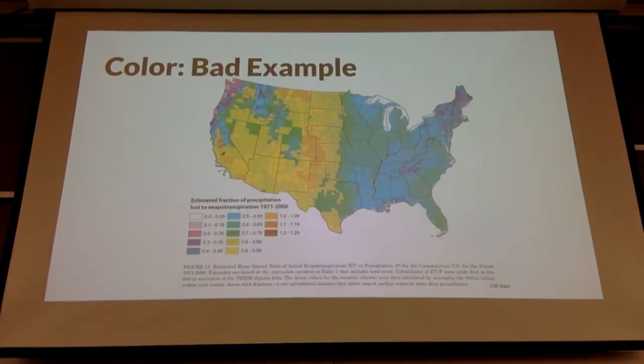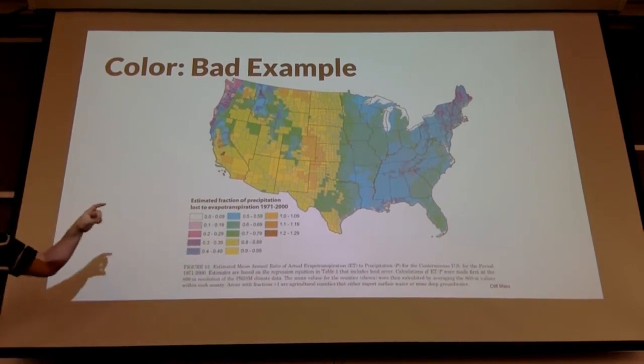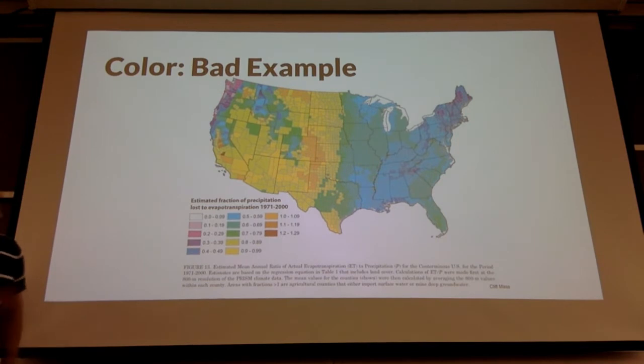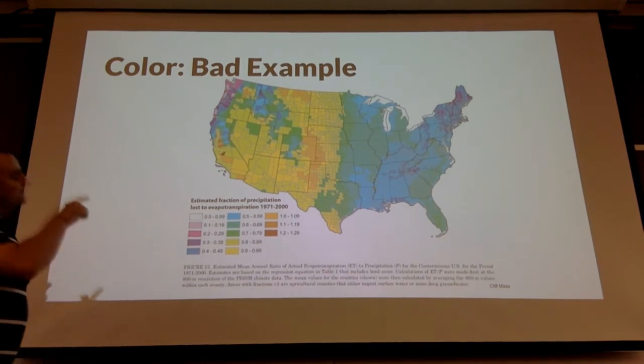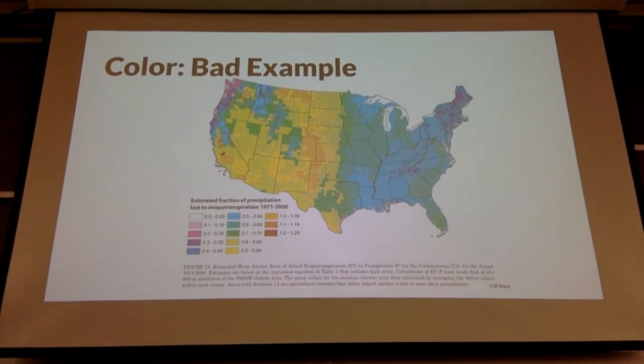Here's an example of the estimated fraction of precipitation loss to evapotranspiration between 1971 and 2000. And so that is a bad color scale. It's good in that it shows us many different values here. So if we exactly want to pin down Salt Lake City, Salt Lake City is green, I can look up that means 0.7 to 0.79. But it's not so great because it's just not ordered, right?